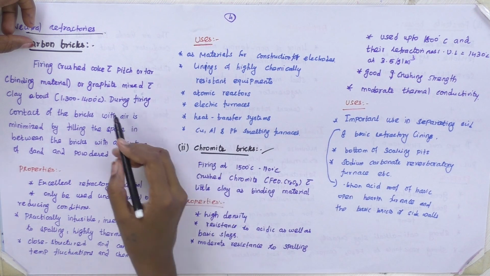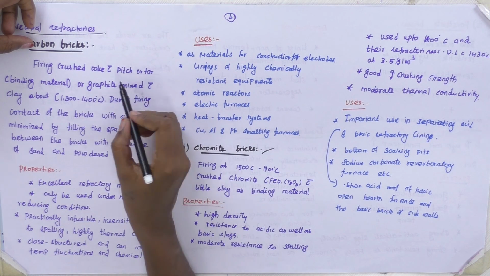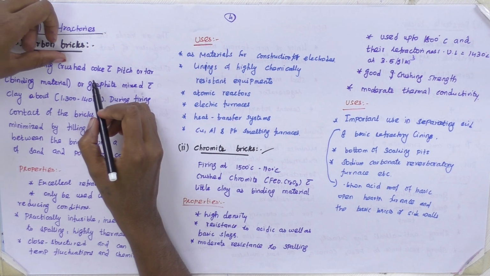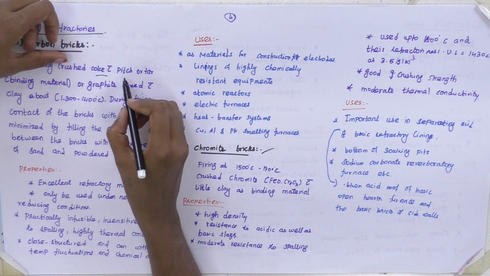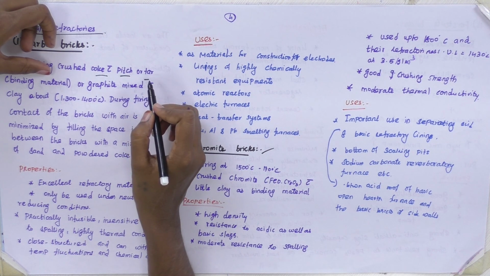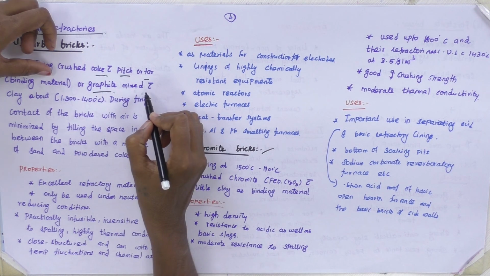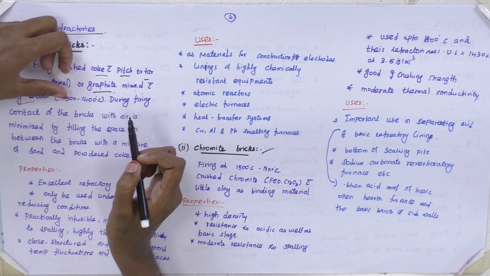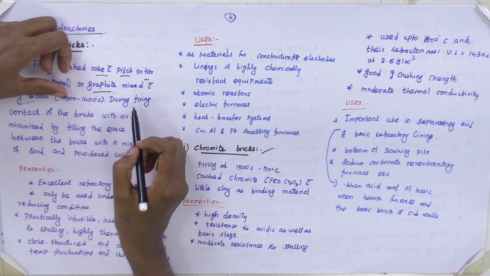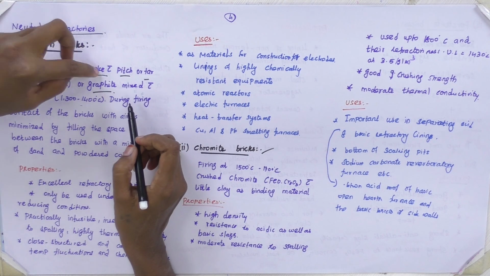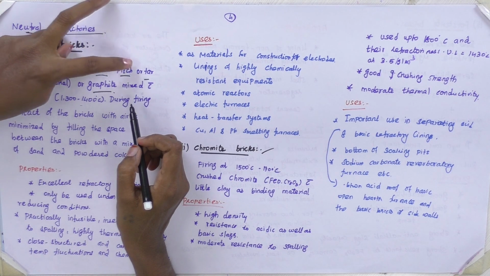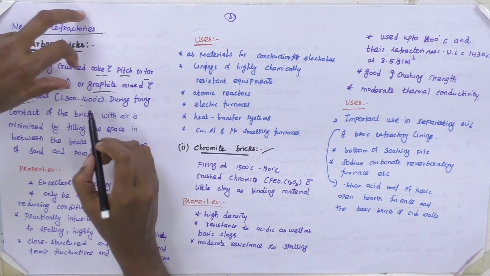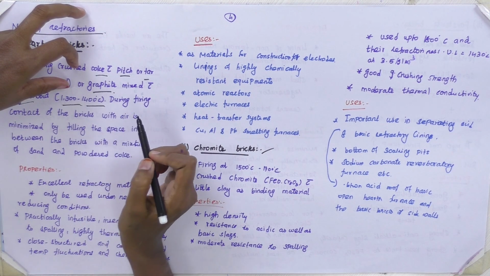The carbon bricks are manufactured as follows: the crushed coke is mixed with pitch or tar as a binding material, or graphite, then it is mixed with clay and then heated at about 1300 to 1400 degrees Celsius. That means first we take coke and mix it with pitch or tar, then graphite and then clay, and then we fire it at 1300 to 1400 degrees Celsius.